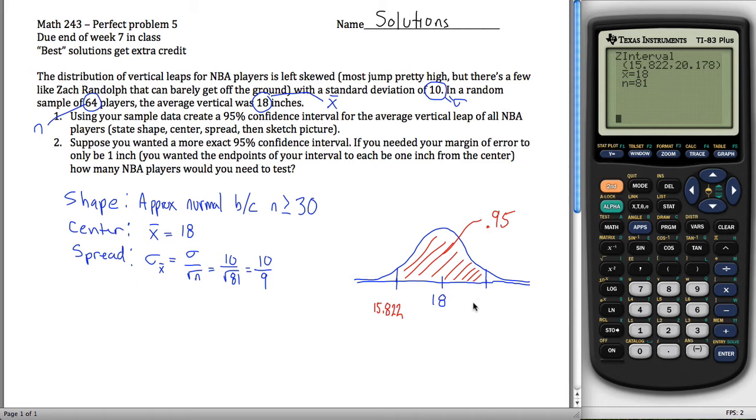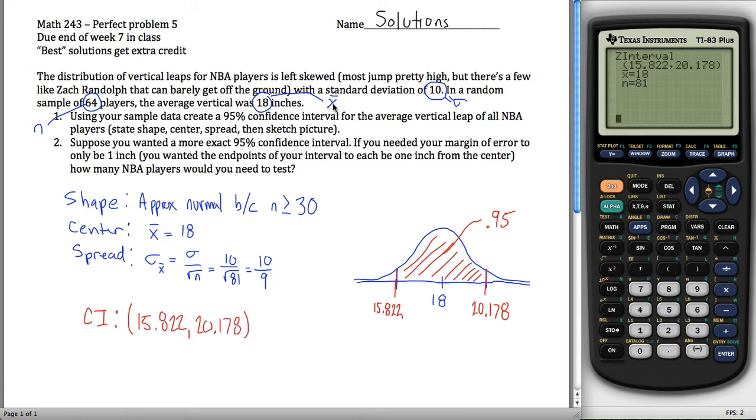And this point up here is 20.178. You could also find those values using the inverse norm function, the way we had been doing it. But since your calculator figures this out a lot easier for you, might as well just leave it like this. I think this is a perfectly good picture, or you could say your confidence interval goes from 15.822 all the way up to 20.178.